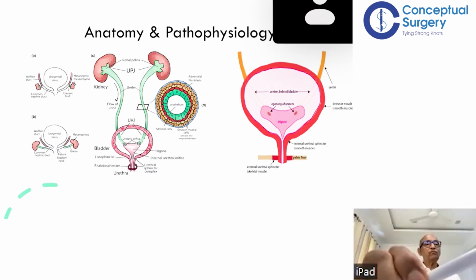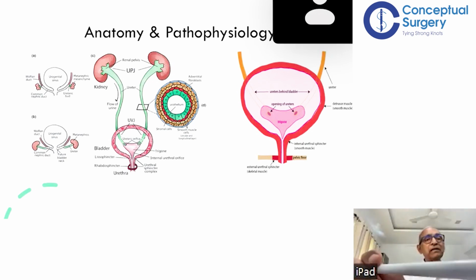So this flap valve mechanism is what is disturbed in a case of VU reflux. And that is why this development here is important. That means entry into the bladder, tunneling submucosally, and then ending at the ureterovesical junction. This is a very critical part of the anatomy of the ureter.